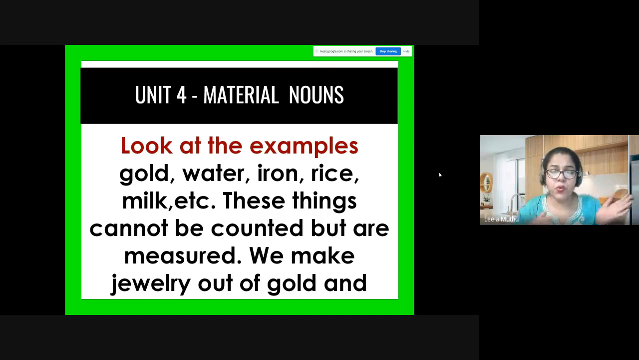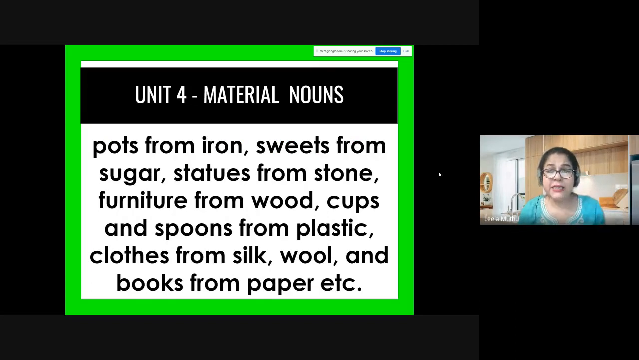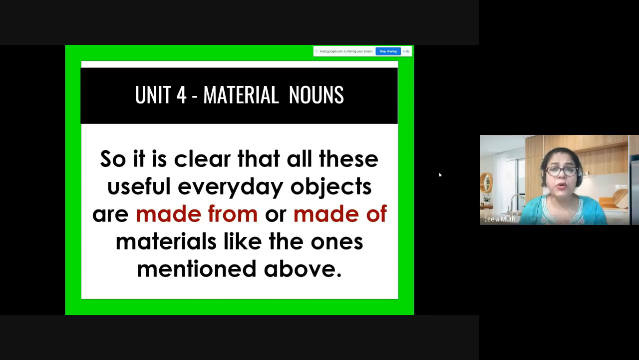Now look at these examples: gold, water, iron, rice, milk, honey, oil, etc. These things cannot be counted, but they can only be measured. We make jewelry out of gold, and pots from iron, sweets from sugar, statues from stone, furniture from wood, cups and spoons from plastic, clothes from silk and wool, and books from paper. So all these are material nouns. It is clear that all these useful everyday objects are made from or made of materials like the ones I read out in the previous slide.